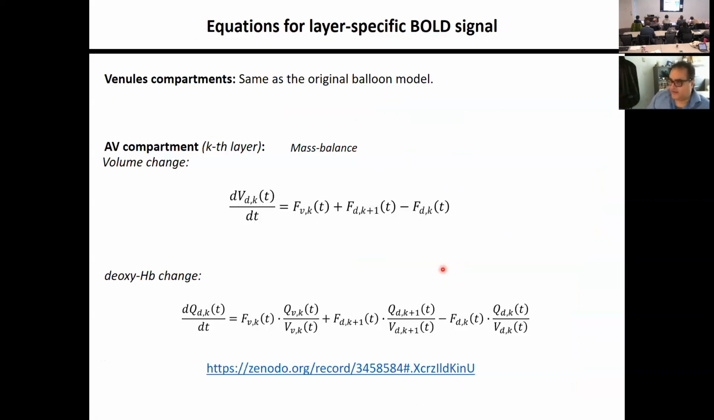And so we can now write this down. For the venules compartment, for microvasculature, we have the original balloon model, which is sort of the standard model for the fMRI signal. In the ascending vein, we just have mass balance. We just count what goes in and what goes out. So the blood volume change in that layer is how much blood flow goes in, how much from the same layer, how much blood flow goes in from the layer below, and how much is outflow. The same we do for deoxyhemoglobin. It looks a little bit more confusing, but it's just mass balance. Again, we just count what goes in and what goes out.